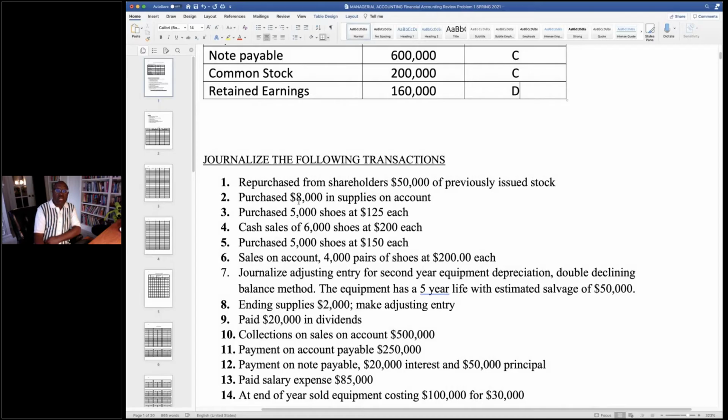We purchased 8,000 supplies, 5,000 shoes at 125, sales 6,000 at 200, purchased 5,000 at 150, sales on account 4,000 at 200. Journalize the adjusting entry for the second year depreciation. We'll look at that. Ending supplies 2,000. We need to make an adjusting entry for that.